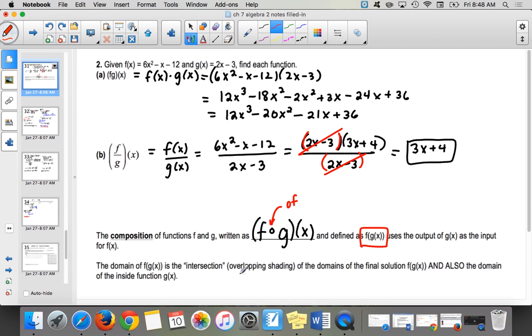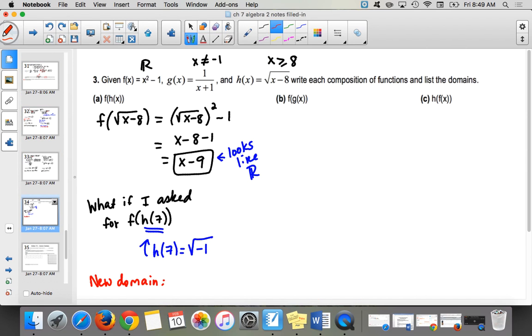So that's why I'm going to go back here to this definition right here. It says the domain of f of g of x is the intersection. So it's where they overlap on the number line of the domains of our final result, which was x minus 9, and also the domain of the inside function. So we're not only looking at our final result, but at that inside function. Its domain was x has to be greater than or equal to 8. Can't be smaller than 8. So our final domain is x has to be greater than or equal to 8. It's a combination of the two.